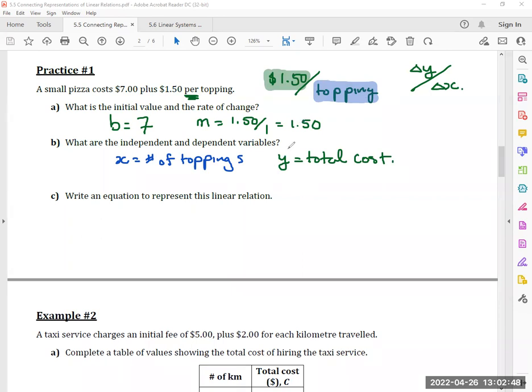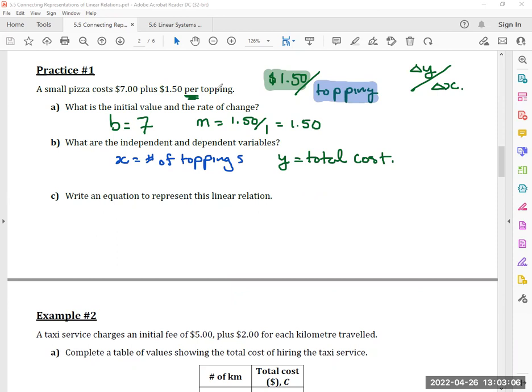Does that work? Does that make sense logically? If I have more toppings, does my price go up? Yeah. If I have less toppings, does my price go down? Yeah. So it's independent affecting the dependent. It makes sense logically. Without math, it just makes sense.